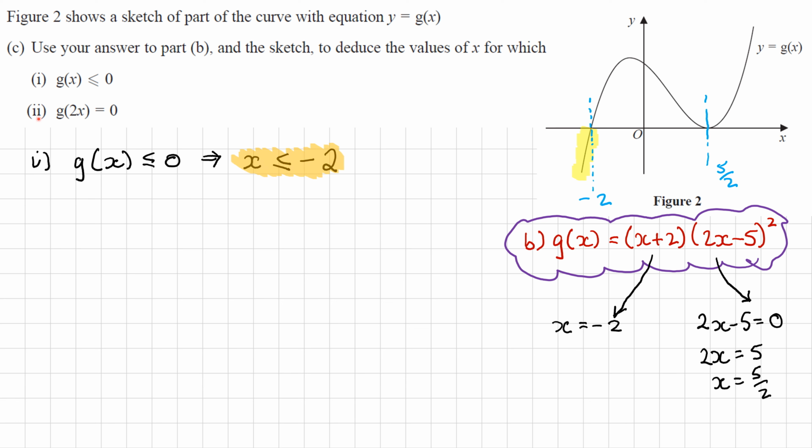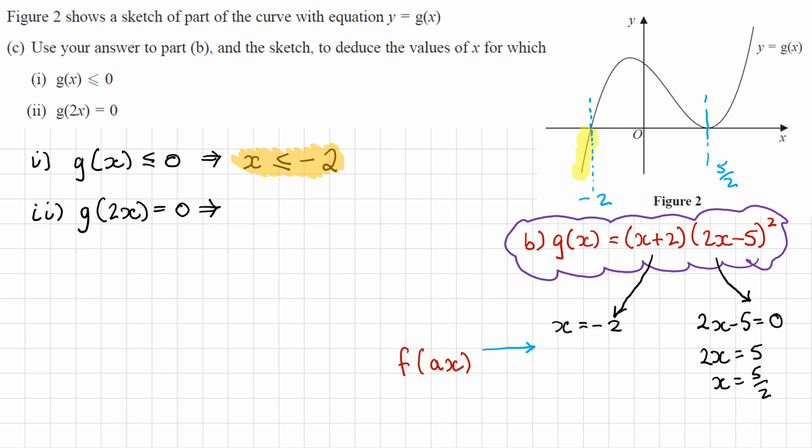The second part of part C is asking us when g of 2x is equal to 0. Now, it's got 2x, not just x, so this is a transformation of this graph. Whenever we get a transformation of this type, where it's something times x inside the bracket, you can think of it in two ways.